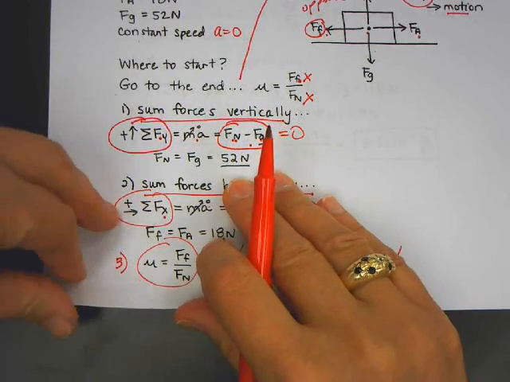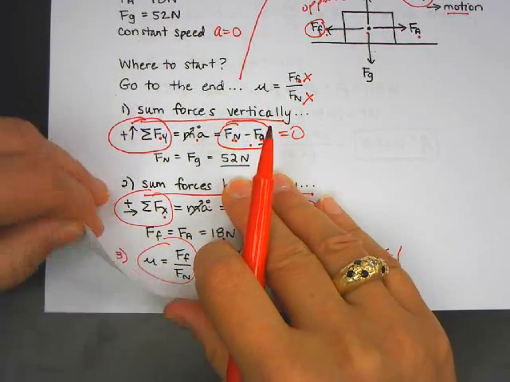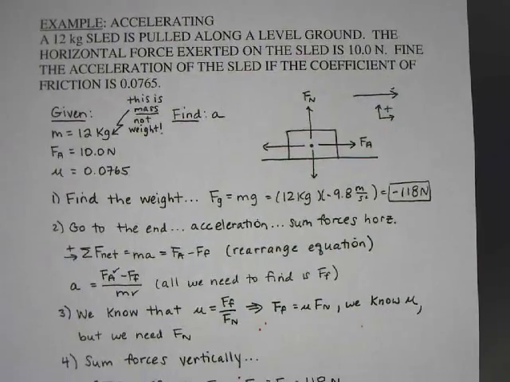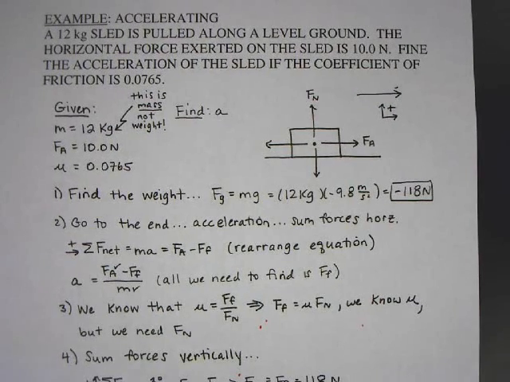All right, the next type of problem we're going to do today is for something that's accelerating. So, again, we follow the same steps. We read the problem, we write our given, we do our free body diagram, and we're going to do the same steps. We're going to sum forces horizontally, we're going to sum forces vertically, and we're going to use the mu equation. Do we necessarily have to go in that exact order? No. If you don't have enough information, you go back and you do something else.